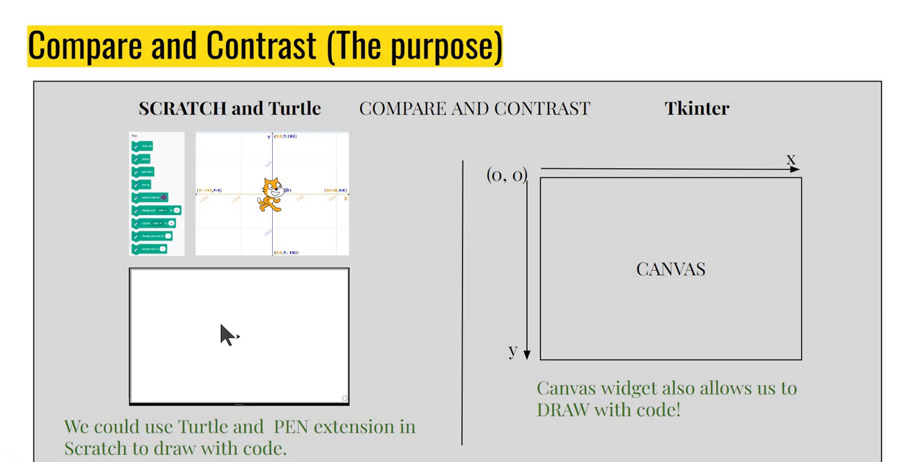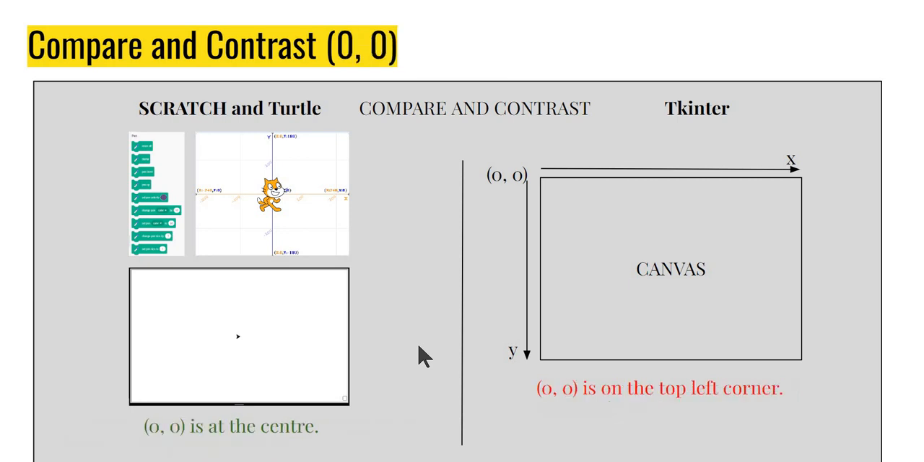The way we will draw is also similar. We'll specify the X and Y location of where we want to draw something and then draw it. That part is extremely similar, and this is important to keep in mind. However, this brings me to an important difference. In Turtle and Scratch, by default, 0, 0 would be the center, which is why we could give negative numbers to say go left and go down.